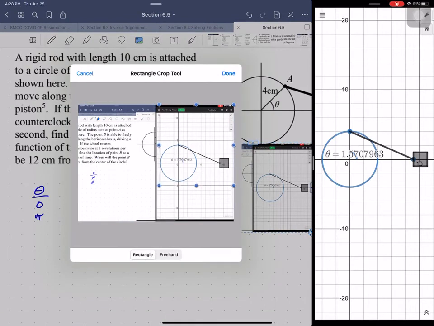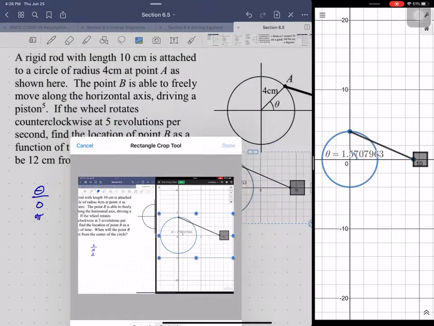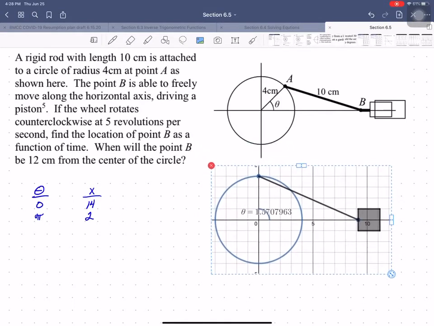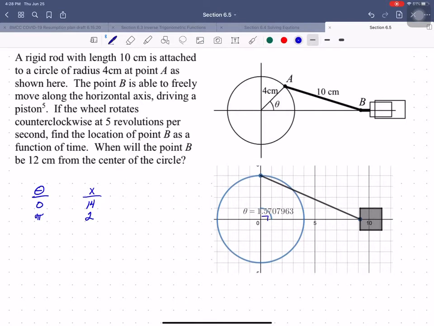So let's take a look at this. When my angle is pi over 2, can I figure out that distance? Well, sure I can. Because I've got a right triangle here, and I know this length is 10, and I know this length is 4. So this length is going to be the square root of 100 minus 16, which is the square root of 84, which simplifies to 2 square root 21, and that's as far down as we can go.